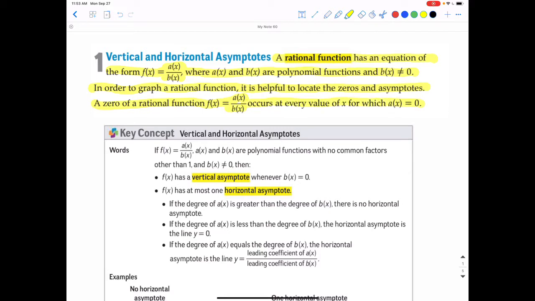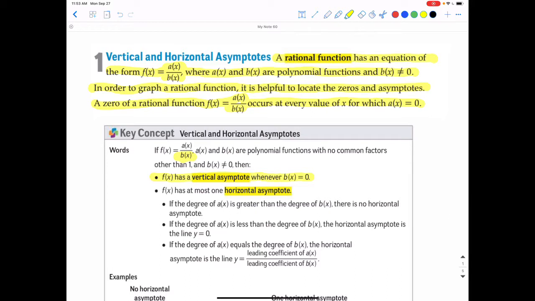So you're going to see that these rational functions are very similar to the reciprocal functions of the last section. With those functions as well as these rational functions, we're looking for the asymptotes first. The way you find the vertical asymptote is the same as we did for reciprocal functions. The f of x has a vertical asymptote whenever b of x equals 0, and they're referring to b of x as the denominator. So you could say that it has a vertical asymptote wherever the denominator equals 0.